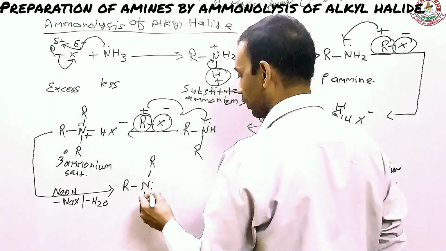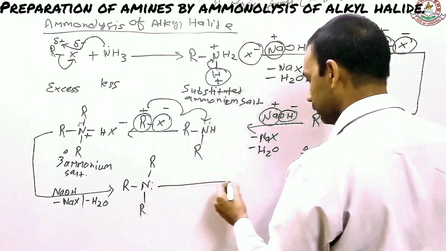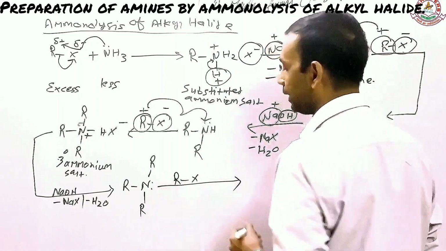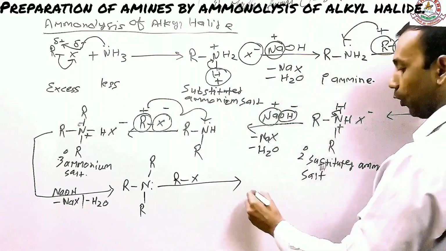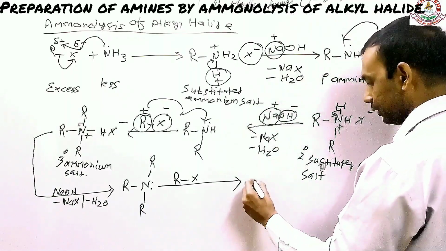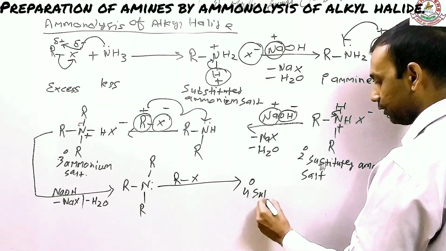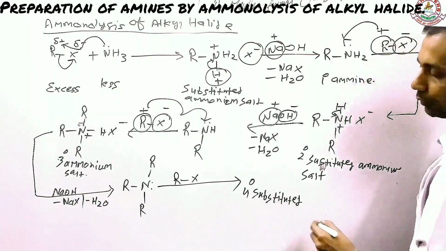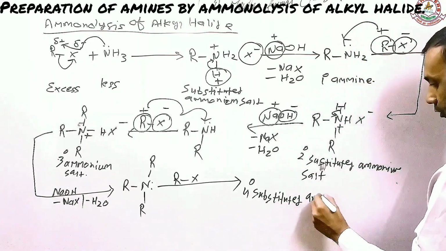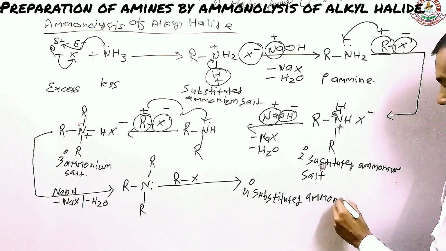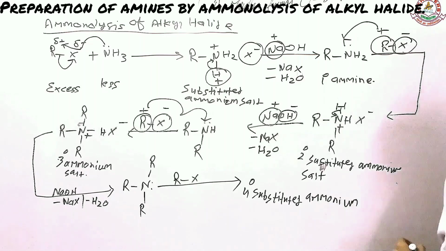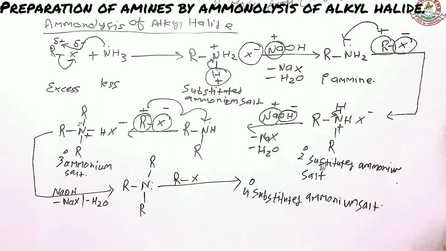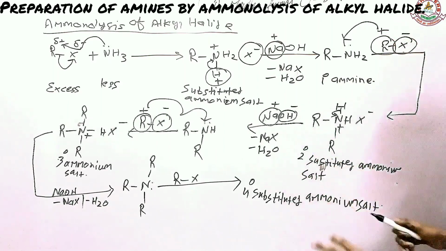So here, this is not stable. So this will result in another level of reaction. When it reacts with alkyl halide, now finally I am writing the reaction to form a 4 degree. I am just writing in short, this will form 4 degree substituted ammonium salt. And there the reaction stops here.